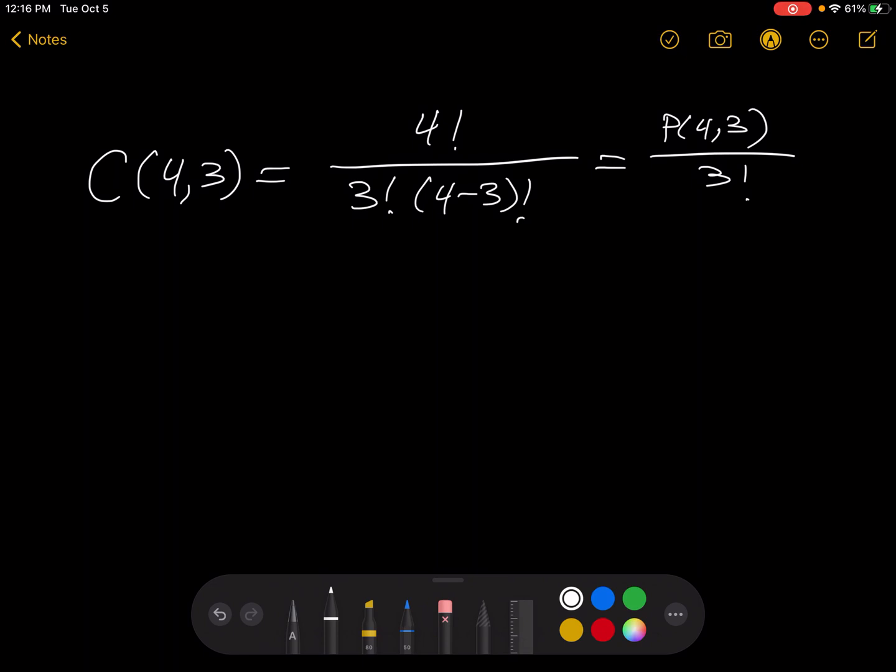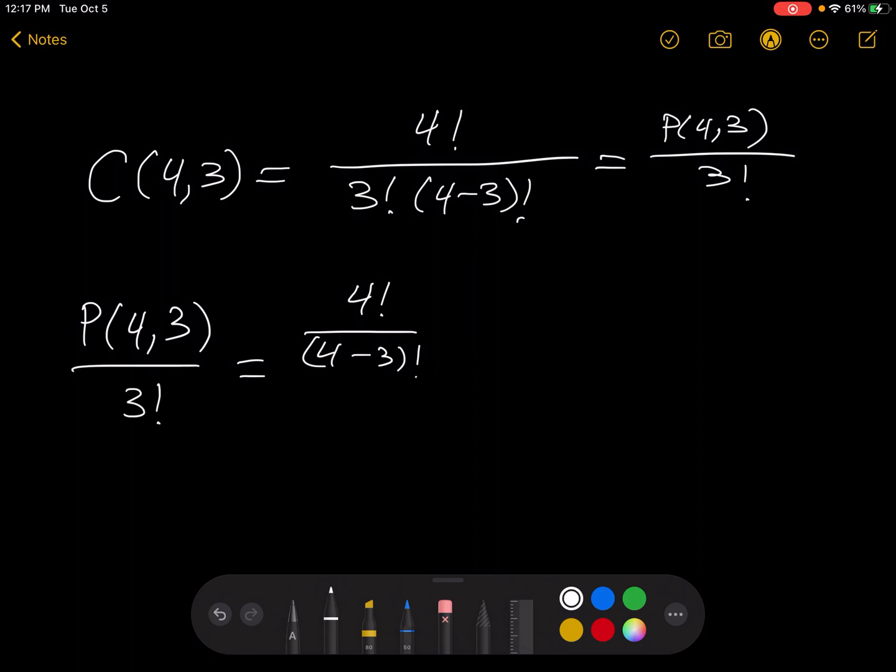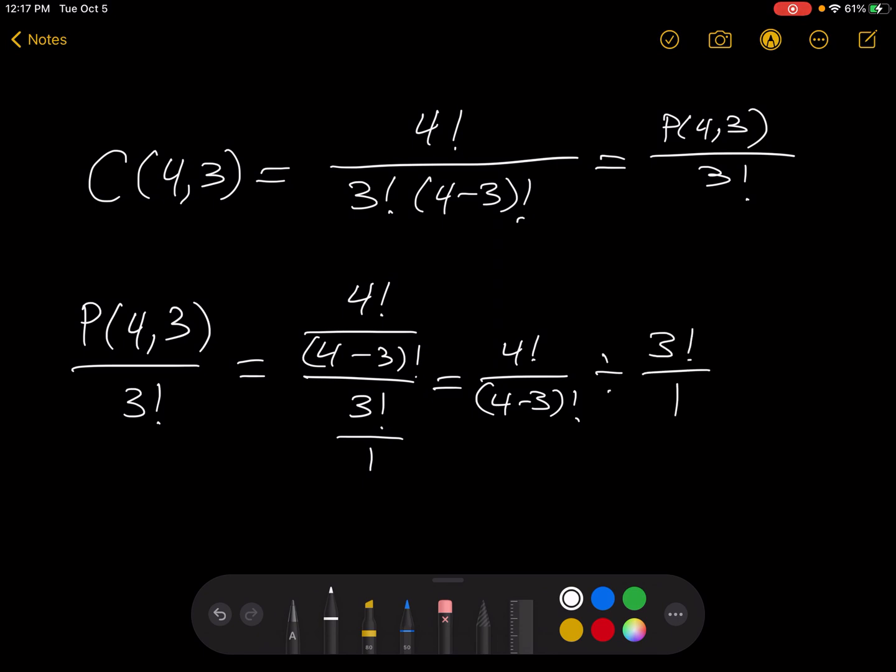Remember, P43 is the number of permutations of length 3 where the symbols are chosen from an alphabet with 4 different symbols. And we have a formula for this. P43 is equal to 4 factorial over (4 minus 3) factorial. So if we divide both sides by 3 factorial, then we can use division to figure this out. Remember, 3 factorial we can think of as 3 factorial over 1. Then this is the same as saying 4 factorial over (4 minus 3) factorial divided by 3 factorial over 1.